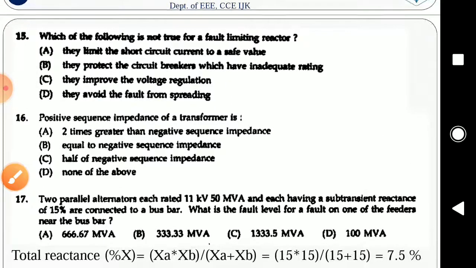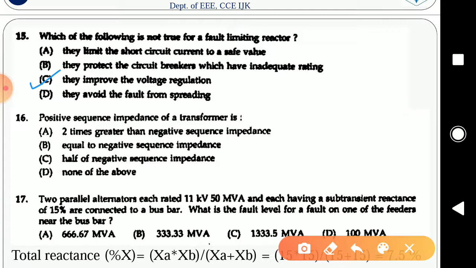Moving on to question number 15, which of the following is not true for a fault limiting reactor? Now, a fault limiting reactor or current limiting reactor is an inductive coil having large inductance and low resistance. It is used for limiting the short circuit current during the fault condition and also reduces the voltage disturbances on the rest of the system. But you need to note one point: because it has a large inductive property, the voltage regulation will not be improved. Therefore, point C, which says they improve the voltage regulation, is not true. They reduce the voltage disturbance, but they do not improve the voltage regulation. The remaining points are correct and I have already mentioned it.